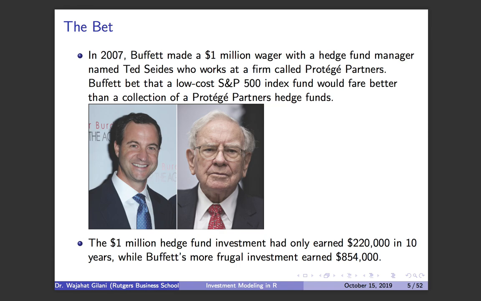So basically, what happened is Ted's investment earned $220,000 over those 10 years, right? So it's not like he lost money. He made money. But Buffett earned more, $854,000 by doing nothing. Thinking nothing, analyzing nothing, researching nothing, just putting it in the top 500 companies. Nevertheless, this had a huge impact, at least behind the scenes, because a lot of pension funds are like, what the hell? Why the hell am I giving my money to hedge fund managers, right?